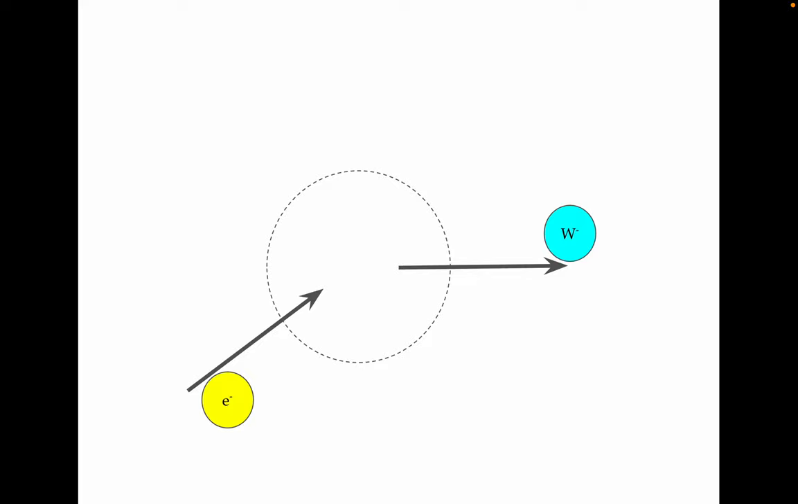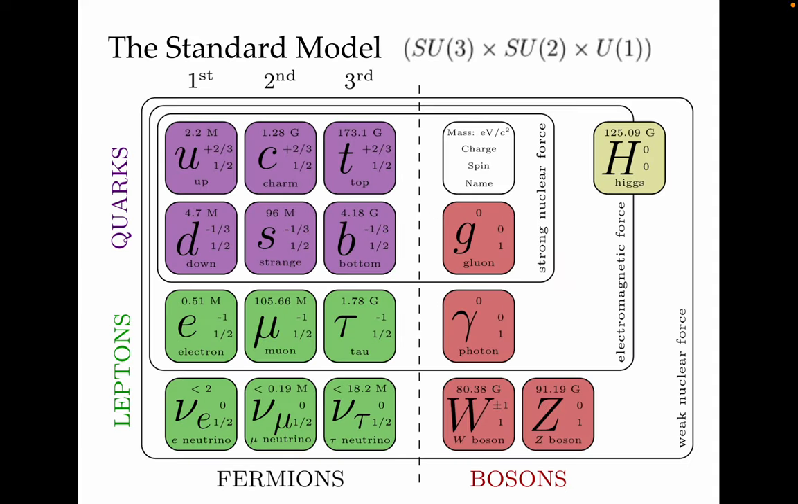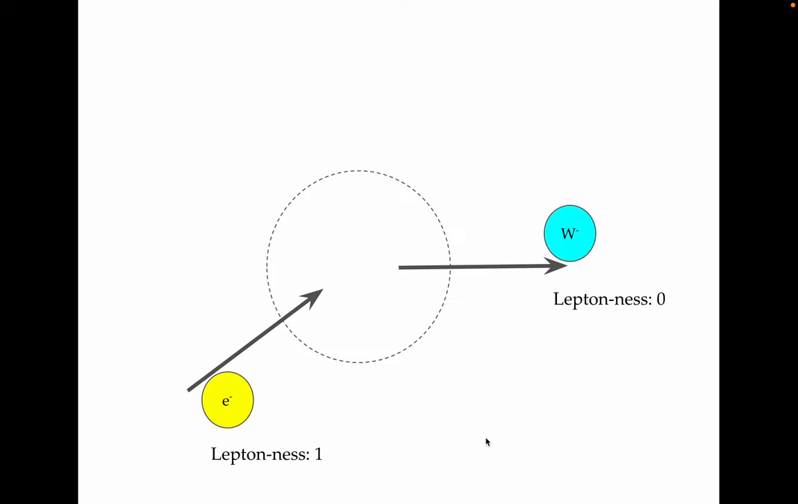Let's think about a couple of the properties that need to be conserved in this situation. One quantum property that will be conserved is called lepton number, sometimes informally referred to as leptonness. As we see from our table of the standard model, an electron is a lepton, but a boson is not. So an electron will have a lepton number of plus 1, whereas the W- boson will have a lepton number of 0. As a side note, antileptons also exist with a lepton number of negative 1, but for this scenario, we don't have to worry about that.